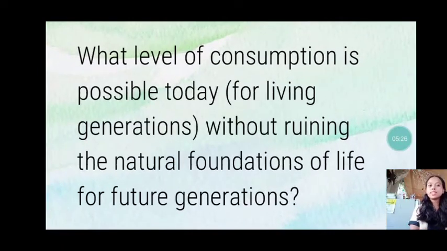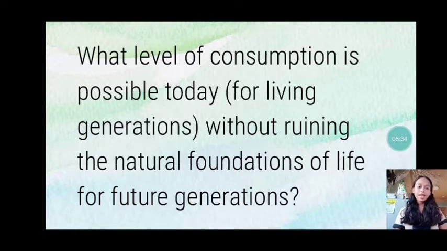The question is, what level of consumption is possible today for living generations without ruining the natural foundations of life for future generations? How can we enjoy our lives at the cost of our grandchildren? How can we enjoy living today without compromising the ability of the next generations to provide for their own needs?